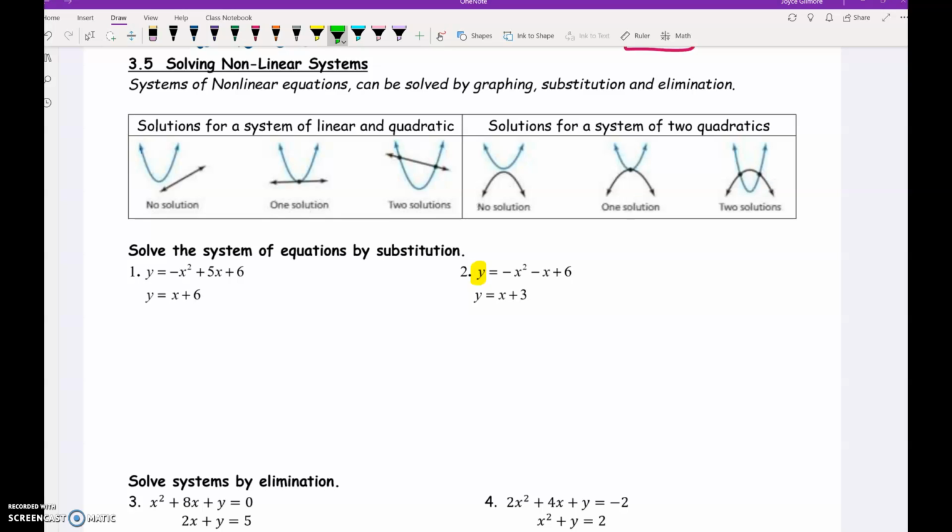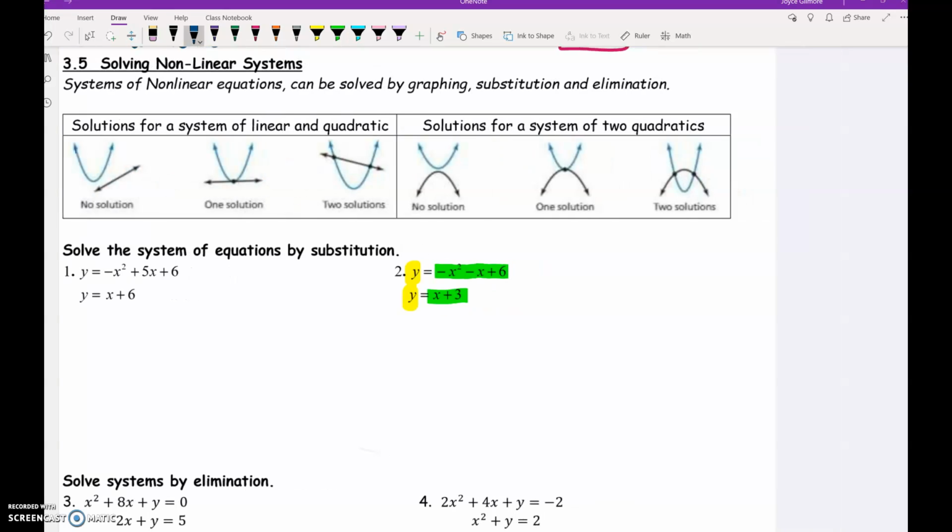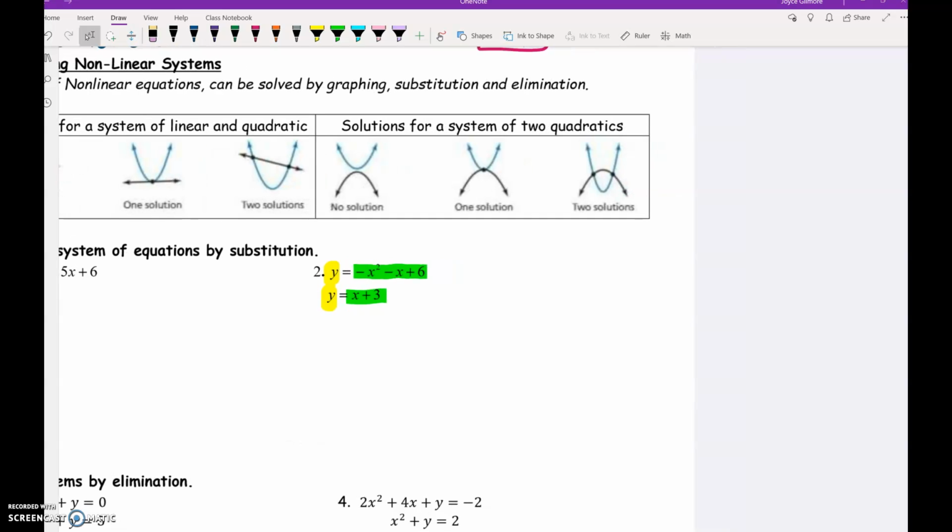Y equals stuff. Y also equals other stuff. The yellow is equal to the green. So if the yellow is equal to the green, what about the two greens? They're going to be equal to each other. So if you have y equals stuff and y equals other stuff, you put the first stuff equal to the other stuff.